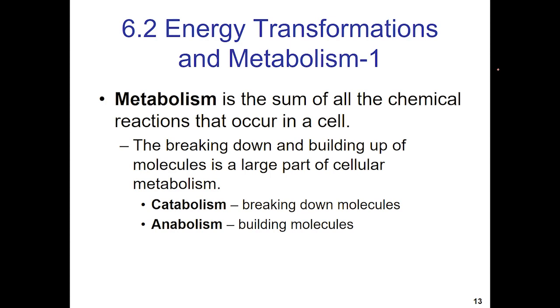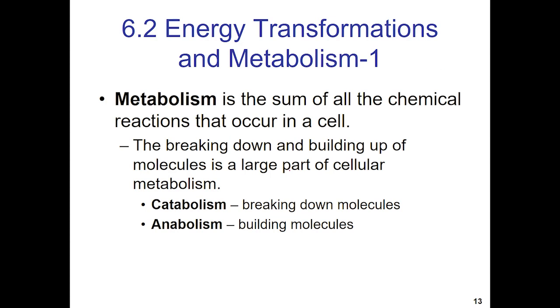Okay, so now that we understand the concept of energy and falling downhill and things moving from high energy to low energy, we can now talk intelligently about metabolism. So the metabolism is all of the chemical reactions in your body, and you can really divide them into two ways. You can say that there's the building reactions and the breaking reactions. There's catabolism, which is the breaking down, and the anabolism.